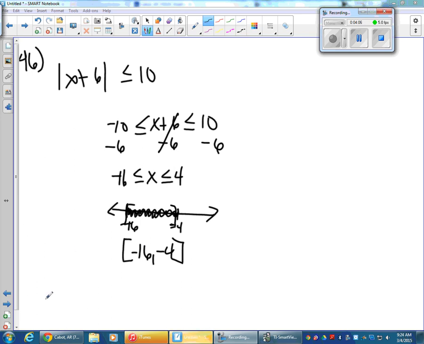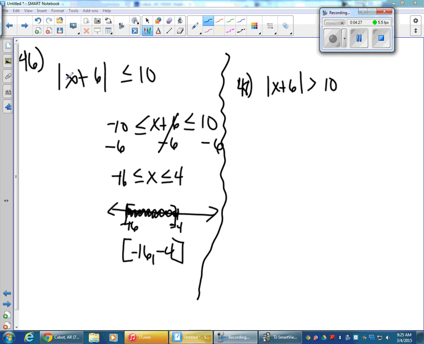All right, let's take a look at a greater than one so you can compare. I'm going to go ahead and do it on this screen. I'm going to draw a little line down the middle. Let's say I were to do problem 48. It's very similar. It's the absolute value of x plus 6, just like 46 was, but this time it's greater than 10. So there are some differences. The absolute value part is the same, but instead of being less than or equal to, it's just greater than, not an equal to.